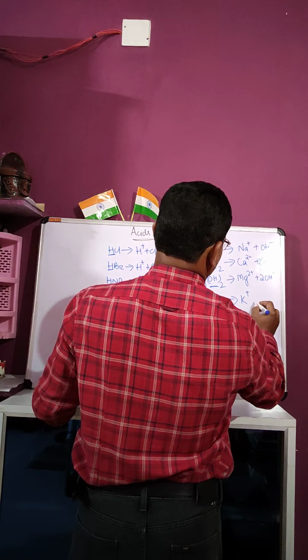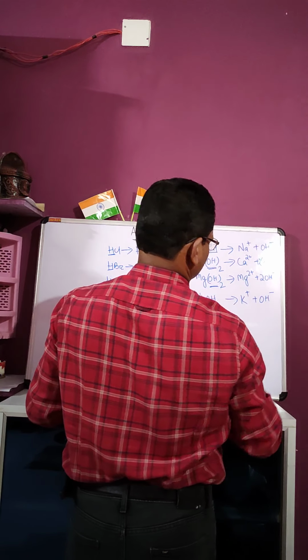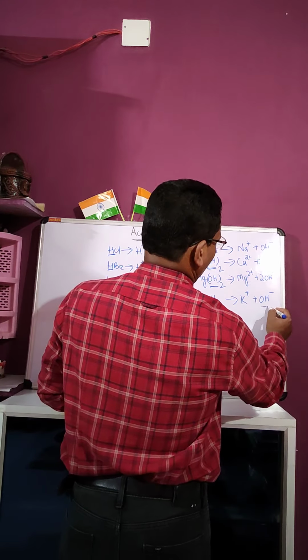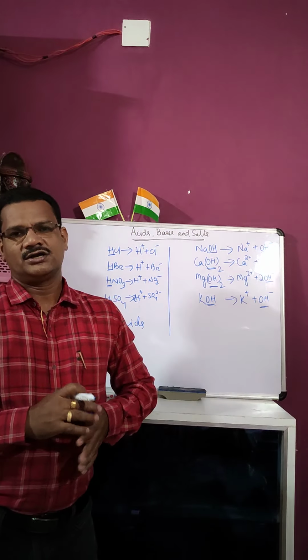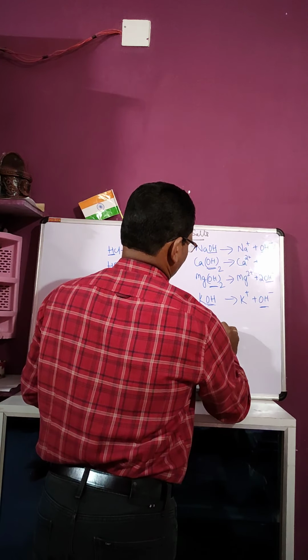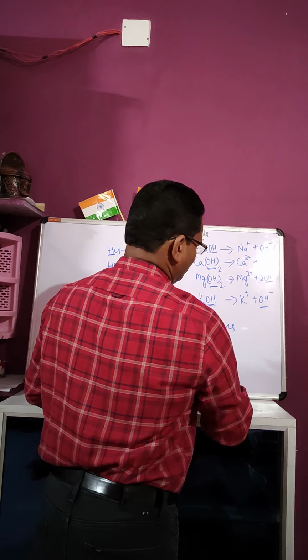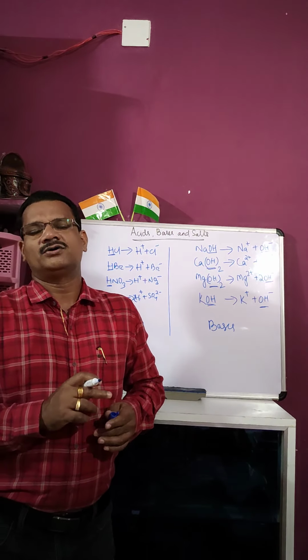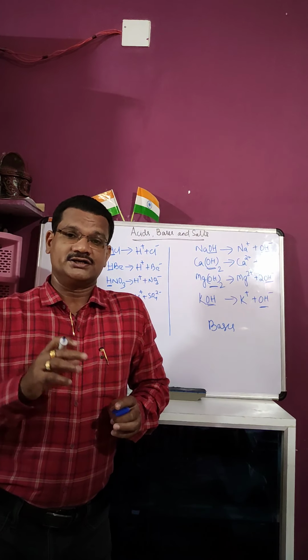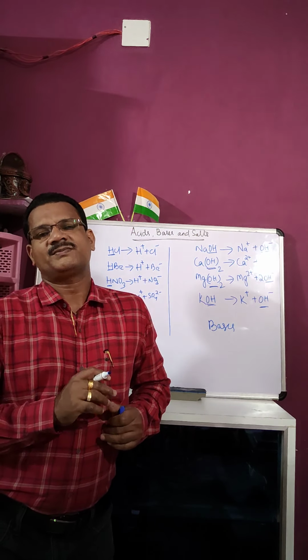Potassium hydroxide will give K plus and OH minus. Here we see OH minus ions. So these all, on dissociation or in solution, produce OH minus ions. Such compounds are called bases. So I can say bases are substances or compounds which on dissociation or in solution produce OH minus ions.